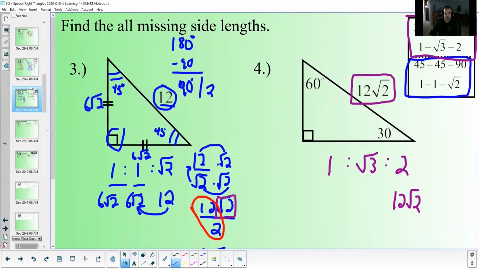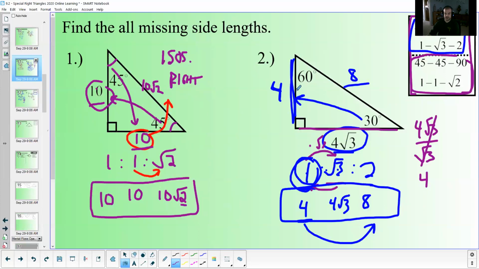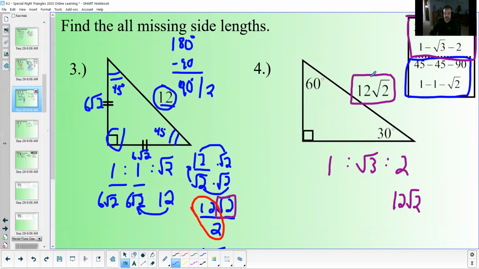So now going back to what we did on number 2, we said that if you know what the shortest side is, the side that's across from the 30-degree angle, you multiply that side by 2 to get the hypotenuse. Well, you can also work the opposite direction. If you're given the hypotenuse and you want to work backwards to find the shortest side, you divide by 2. So using that idea here, if I want to work backwards from 12 root 2 to find the shortest of the sides, which is this, I simply divide this by 2.